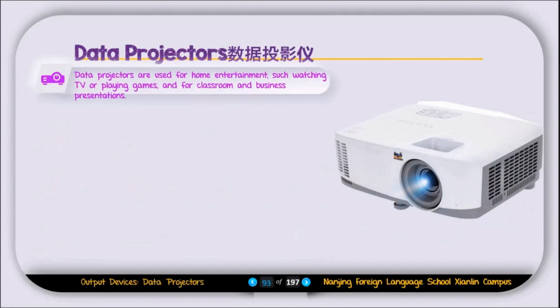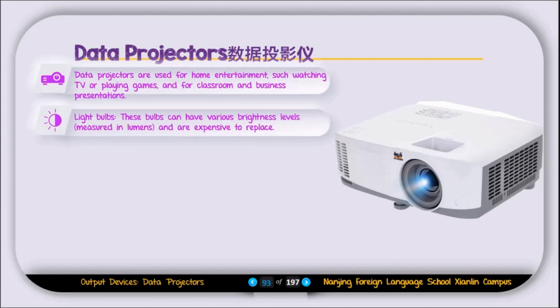Next type of output device is called the data projectors. Data projectors are used for the home entertainment such as TV or playing games or for a classroom and business presentations. Usually this type of output devices used for the meetings or maybe in the school classrooms. Maybe in your classroom, you also have this type of device. Your teacher just connect his laptop with those devices and then try to show you the PPT from his laptop on a big screen. So there are some features of those data projectors.